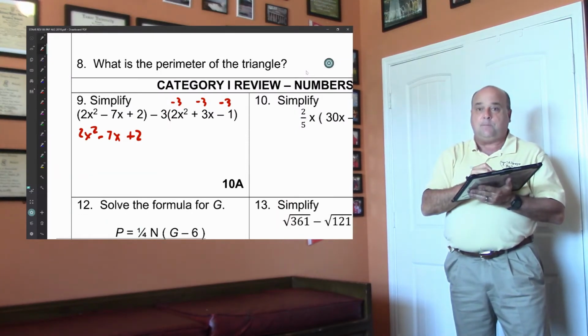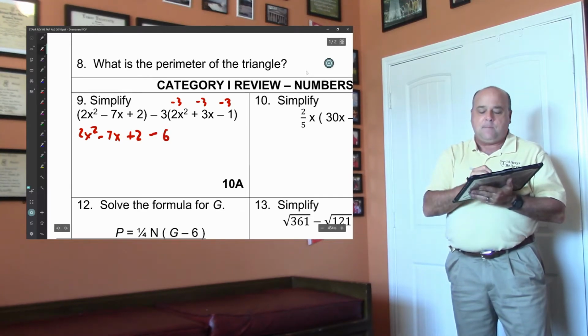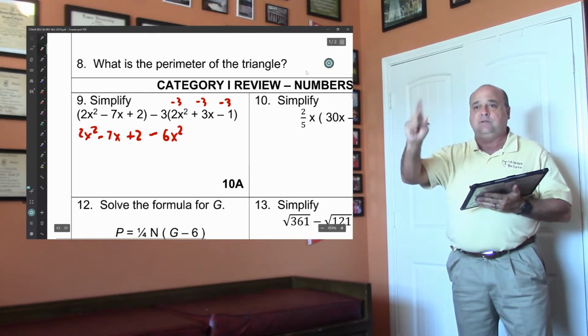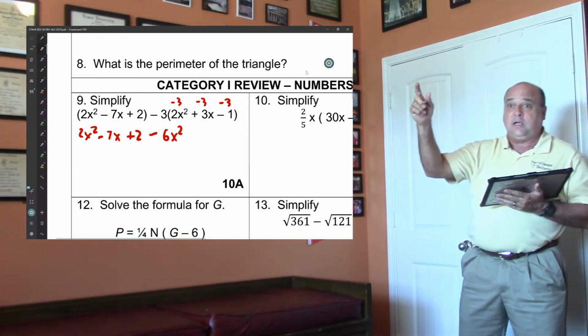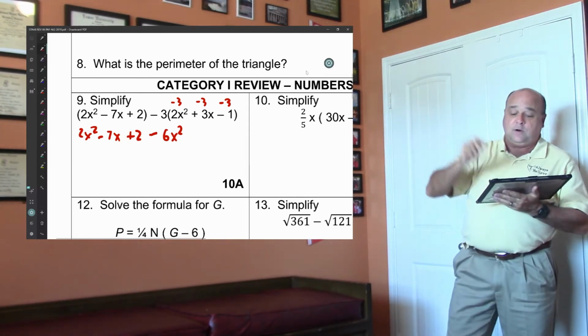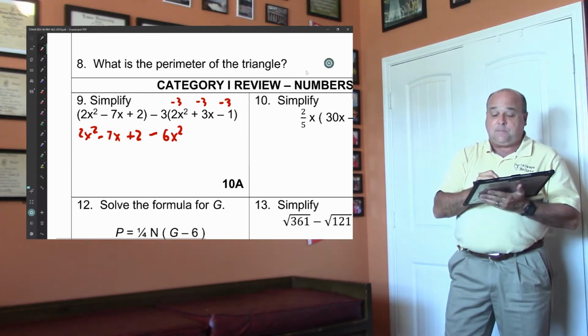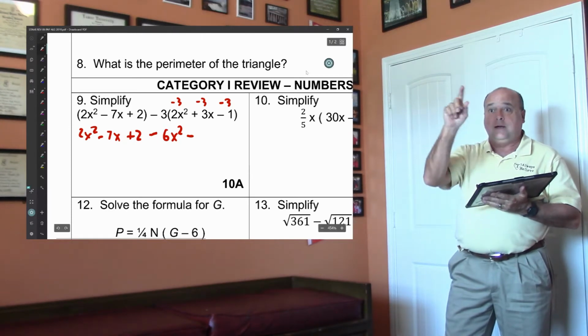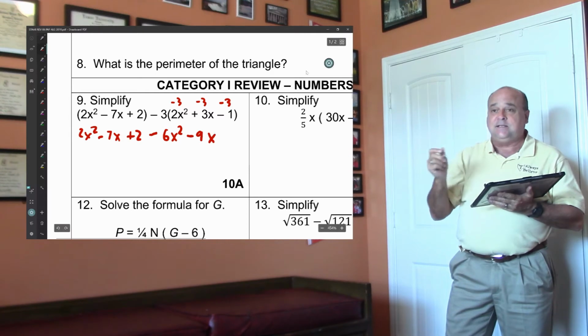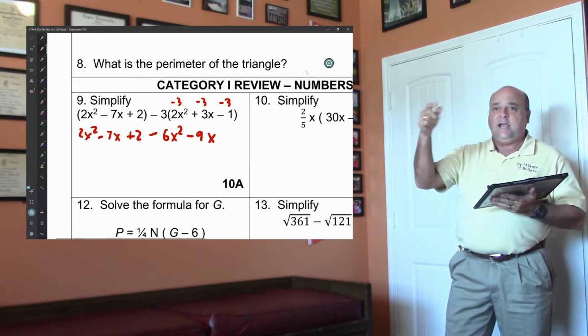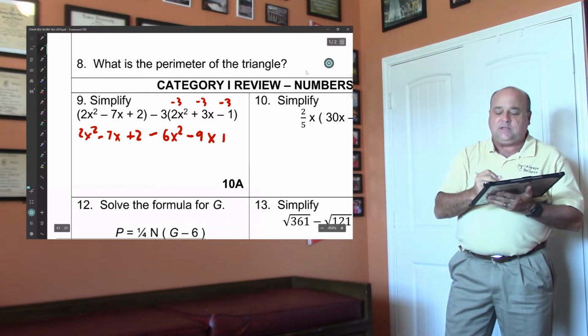A negative times a positive is a negative. 3 times 2 is 6. My letter is x. My exponent is 2. I just wrote down sign, number, letter, exponent. 6th grade arithmetic. Sign, number, letter, exponent. The next one, a negative times a positive is a negative. 3 times 9 is 9. The letter is x. That is not difficult to do. The next one, 2 negatives make a positive, and 3 times 1 is 3.